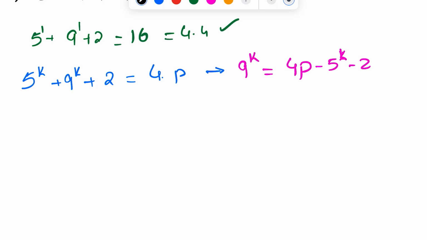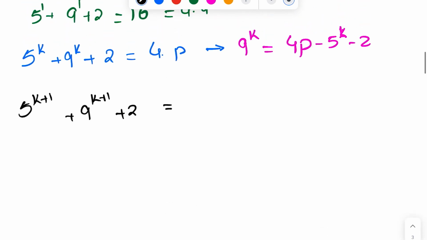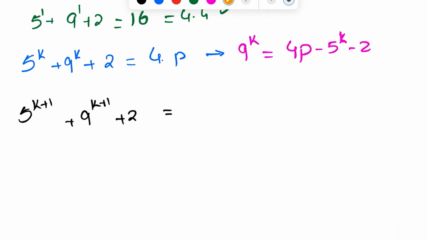Now we have to prove that it is true for k plus 1. 5 power k plus 1 plus 9 power k plus 1 plus 2 should be equal to 4 times something. So how should I get that one? 5 power k plus 1 can be written as 5 power k times 5.